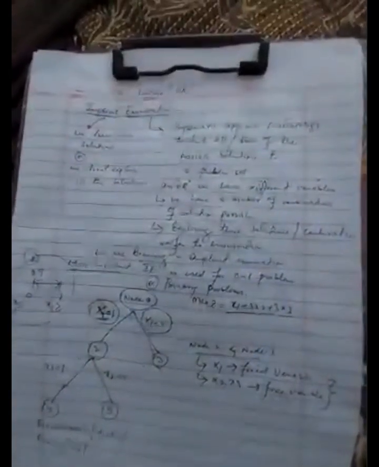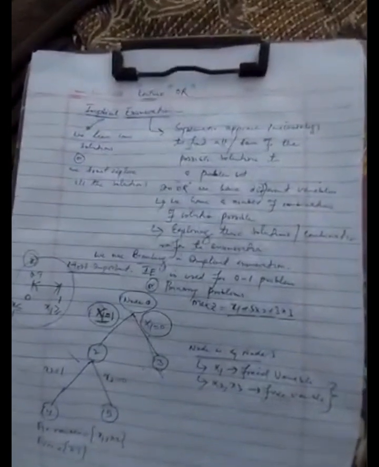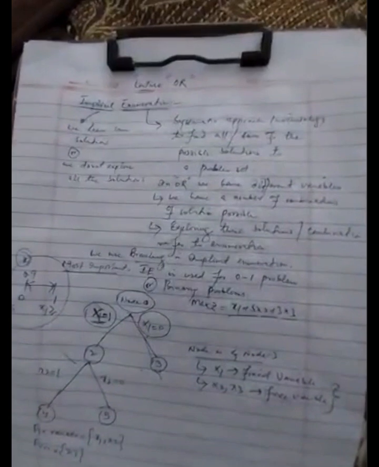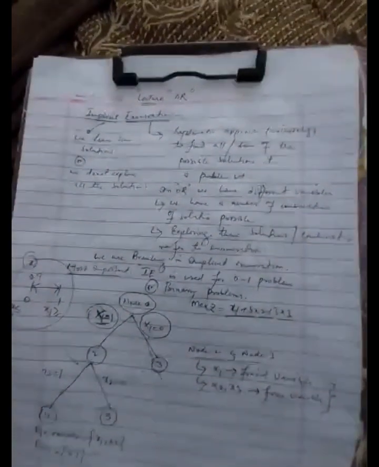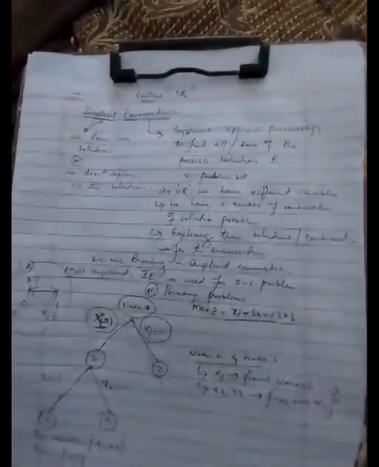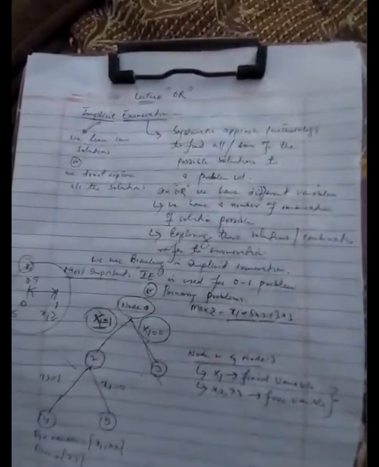Okay, but explicitly, implicit enumeration is used for the 0-1 problems, which are binary. It means that each variable can have only two values. Either it is 0 or it is 1. So it can attain only two values. Now in implicit enumeration, we have two kinds of variables: the fixed variables and the free variables.